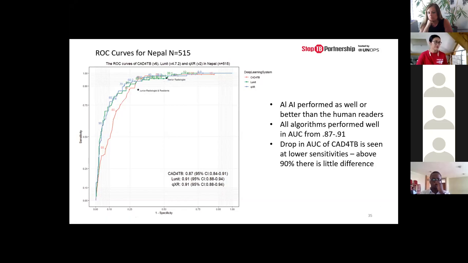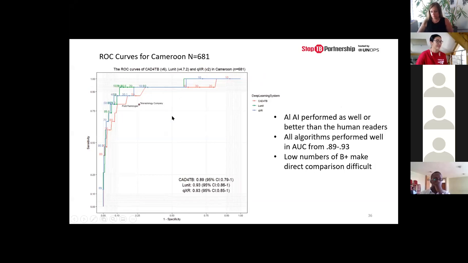If you look at Cameroon, you see that there are more observations, but fewer TB cases. So that's the reason that the graph looks the way it does. But both humans did not perform as well, again, as the automated systems, with similar numbers, slightly higher actually, from 89 to 93. Very good, but not enough numbers to really see differences in the different software packages. The exact same software packages were evaluated.